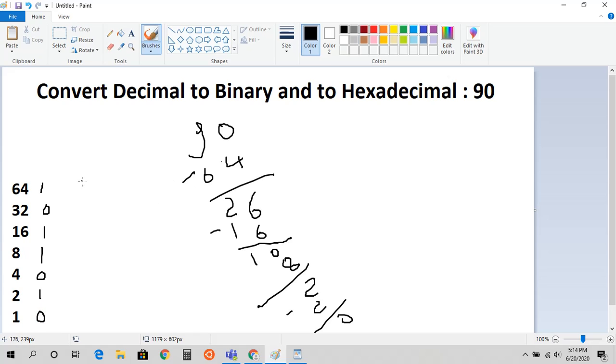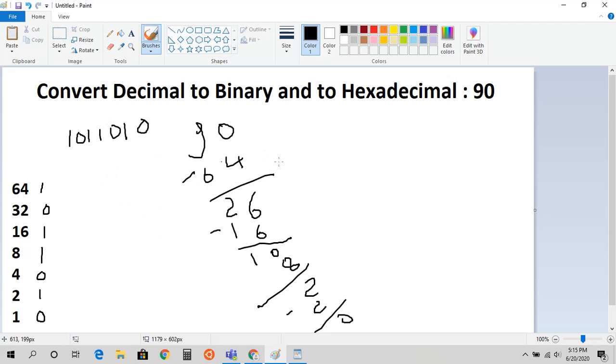So now we know our binary number is 1 0 1 1 0 1 0.